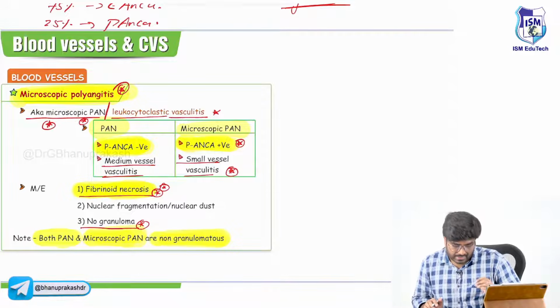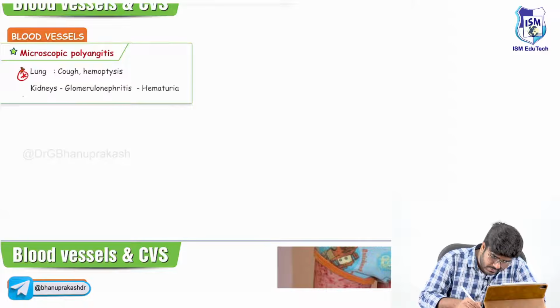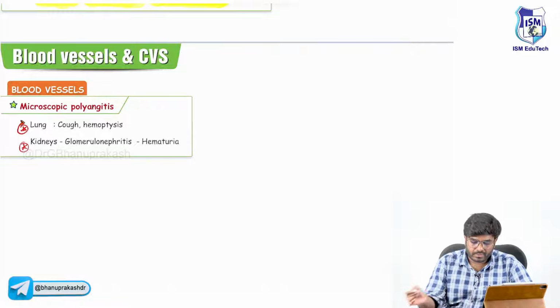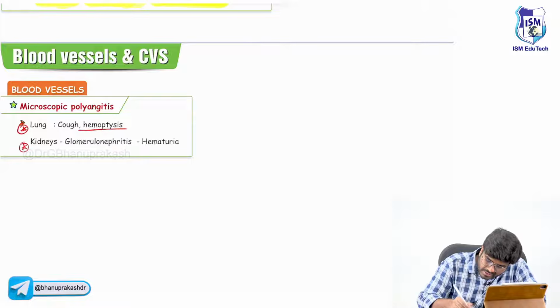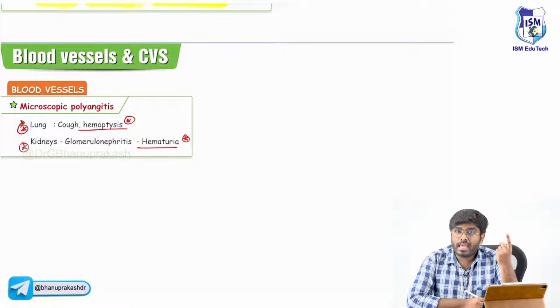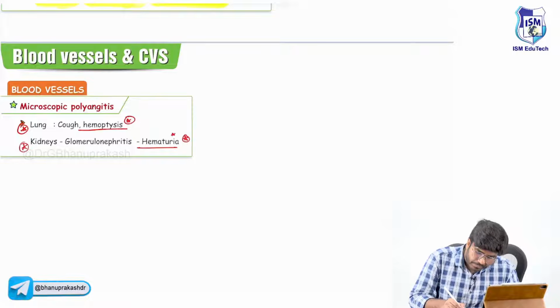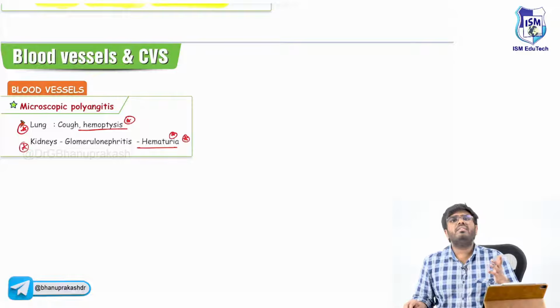Now, even in this condition, microscopic polyangiitis, lungs and kidneys are going to be involved. So even in this condition, the patient is going to have hemoptysis and hematuria. Hemoptysis and hematuria are seen in Wegener's granulomatosis. Even in microscopic polyangiitis, again hemoptysis and hematuria are seen. But how to differentiate? There are many features.